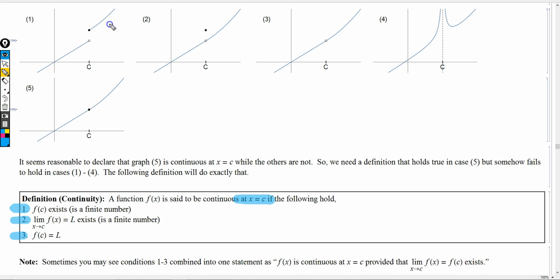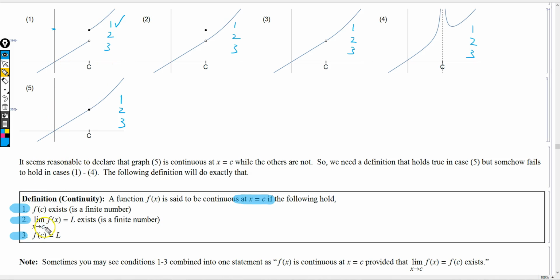So we'll just label those conditions as 1, 2, and 3 and see which ones are being satisfied up here for each. All right, so for the first graph here, it does look like f of c is satisfied. It exists. Number 1 is satisfied. F of c would be whatever that number right there is on the y-axis. So number 1 is satisfied.